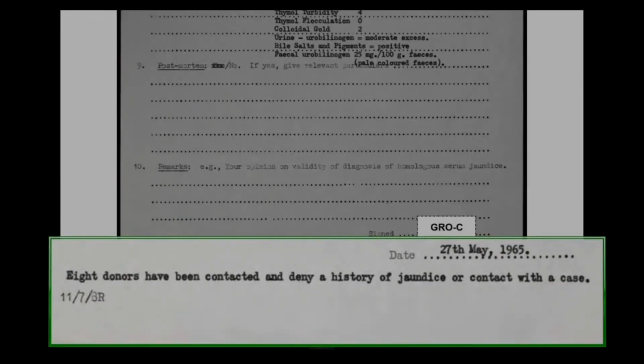8 donors have been contacted and deny a history of jaundice or contact with a case. There are 8 different bottle numbers of blood that were used, so it appears that at least in relation to the blood, they had been able to contact the 8 donors, but of course there was no record of the batch number of the plasma. So it's simply another example of what was being done during this period by way of both reporting homologous serum jaundice and also the tracing work that was being attempted.